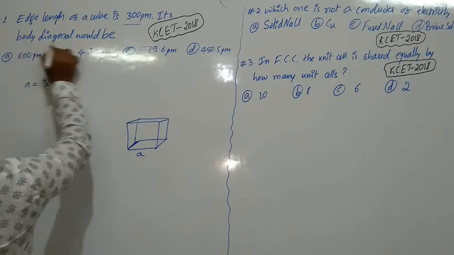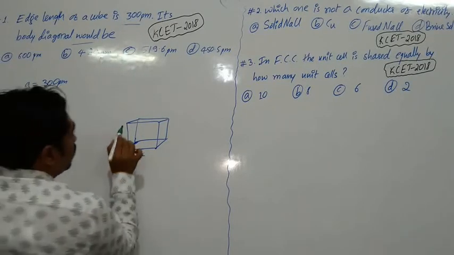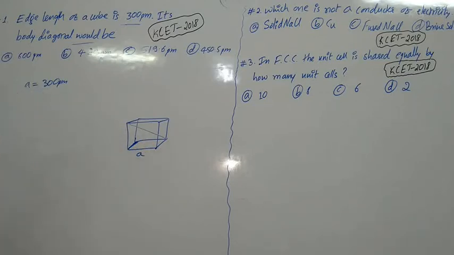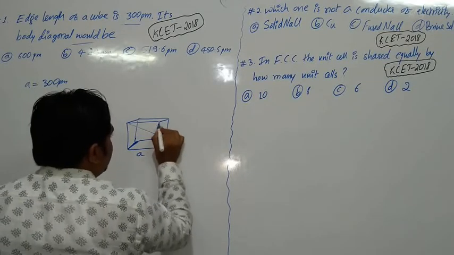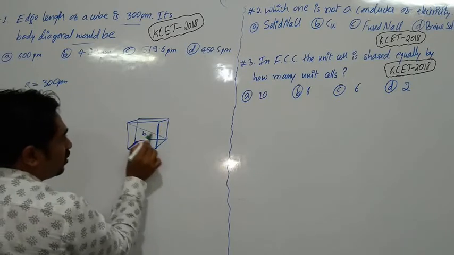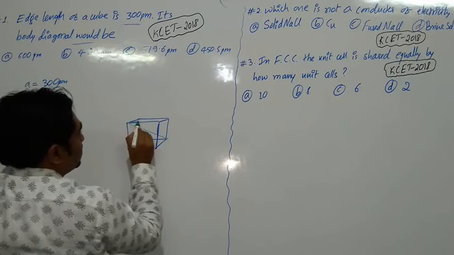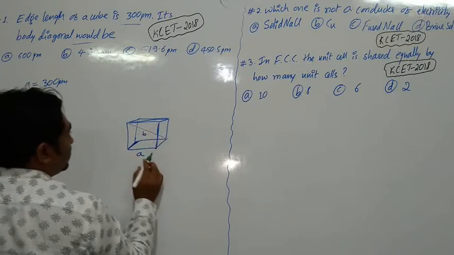Its body diagonal would be. So what is the length of its body diagonal? They are asking for the length of this body diagonal. In the previous video also I have discussed how to calculate the length of body diagonal. Here once again I will solve how to calculate body diagonal. To calculate the length, I will take it as B. To calculate the length of this body diagonal, what do I have to take? I have to consider this face diagonal. By using this, we can solve very easily.